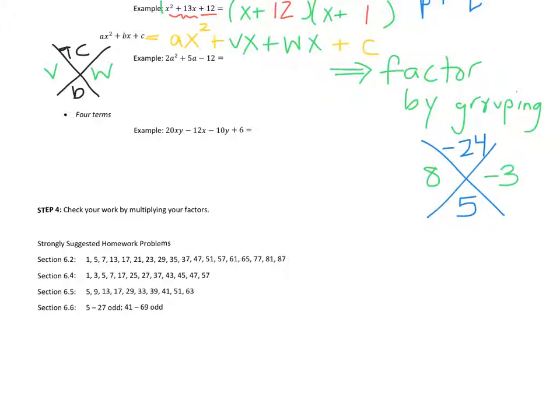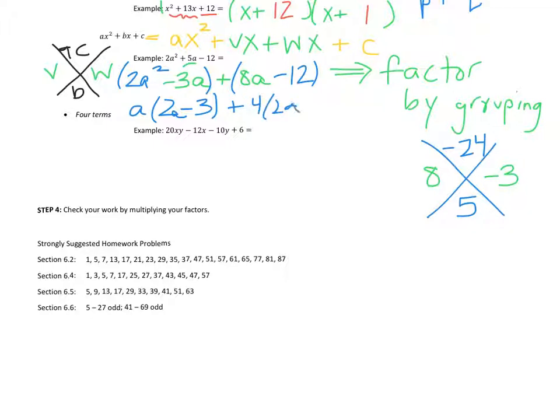So we're going to replace 5a. Remember to write the negative one first, if there's one negative. 5a is going to be replaced with negative 3a plus 8a, because we didn't change anything. That's exactly what it is. All right, and then we have the 2a squared. We have the minus 12. And then we factor by grouping. So group them together. Factor out the greatest common factor in both. And then factor out, again, the greatest common factor.